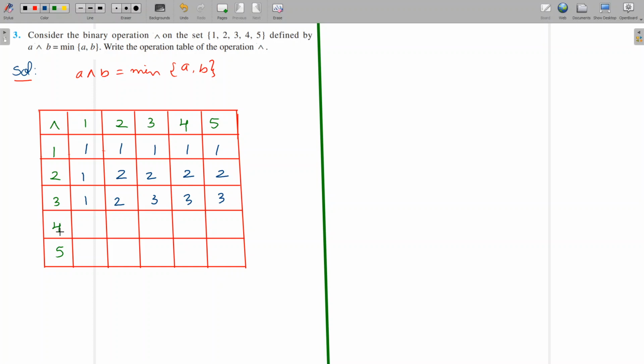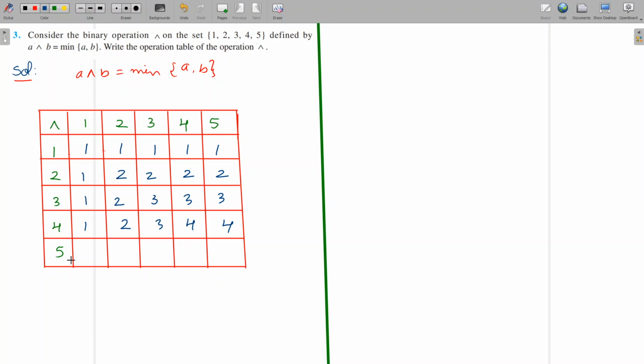Now fourth row, minimum of 4 and 1, that will be 1. Minimum of 4 and 2, 2. Minimum of 4 and 3, that is 3. Minimum of 4 and 4, 4. Minimum of 4 and 5, again 4.